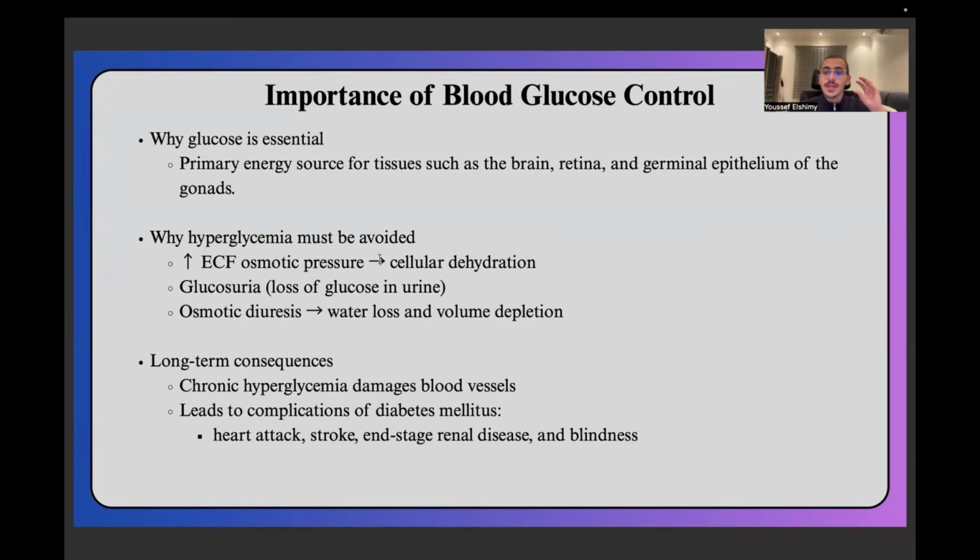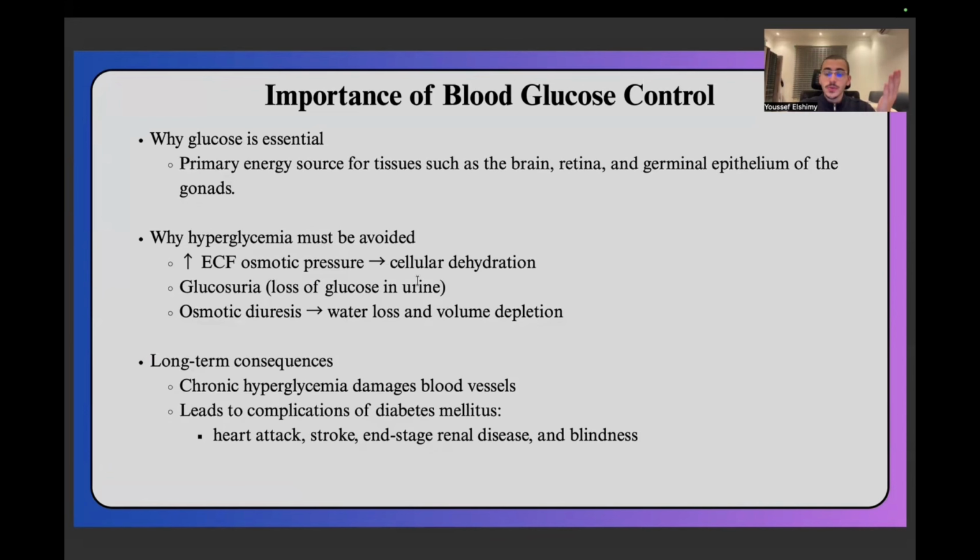Not only this, but excess sugar is going to be lost through urine. So there would be glucosuria, or loss of glucose in the urine. And whenever glucose gets lost, it absorbs fluid with it. So there would be osmotic diuresis, which means that water gets lost. And as a result, there would be volume depletion. So there would be hypovolemia.